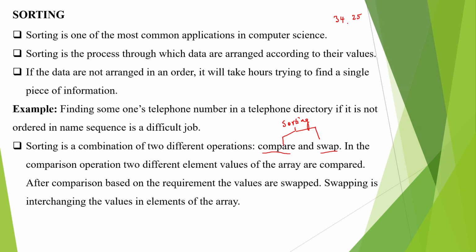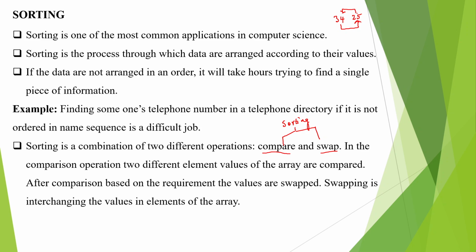And once you know the positions, what do we do then? We perform the swapping. I mean, we shift 34 to this location and we shift 25 to this location. This is what swapping is. So first comparison, with that we'll come to know which one is greater and which one is lesser. Through comparison only we will come to know. Once you know which one is greater and which one is lesser, you can swap them so as to make them in proper order.